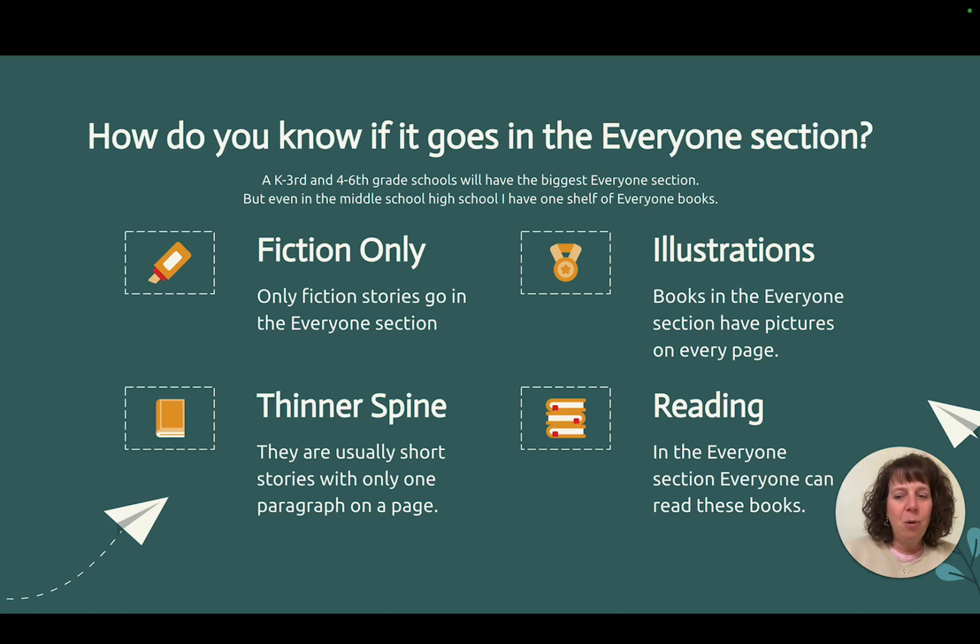So how do you know if a book goes in the everyone section? Now, kindergarten through third and fourth to sixth grade schools will often have the biggest everyone section because those are the types of children that read those. But even in the middle school and high school, I do have a small shelf that has some everyone books. Now, the everyone section is fiction only. So only fictional stories or stories that are made up or pretend can go in the everyone section.